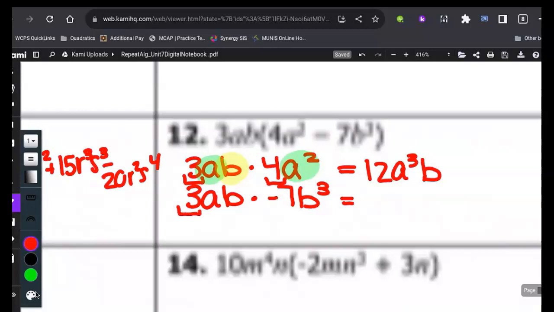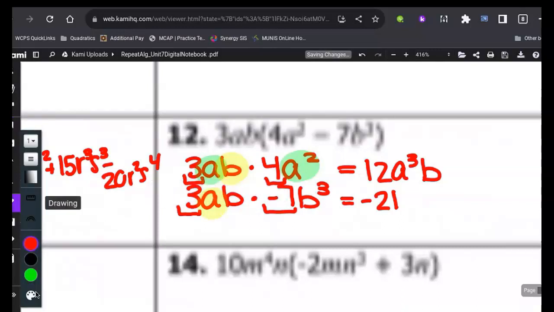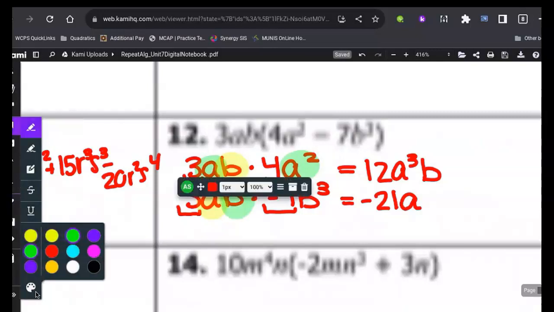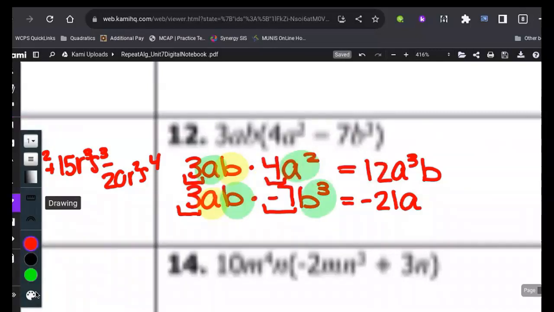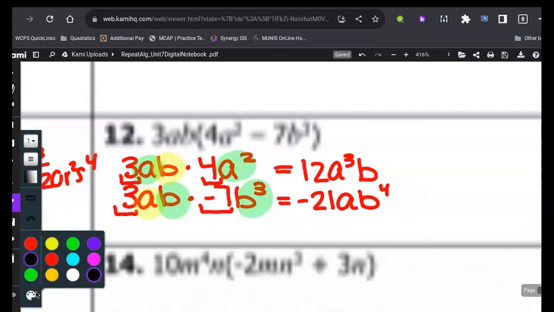Then we're going to multiply the coefficients. So 3 times negative 7 gives me negative 21. And then I just have one a there, so nothing to add it with. So I'll keep the a by itself. And then I have a b here and 3 b's here. So that'll be 4 b's total. So our final expression, 12a to the third times b minus 21ab to the fourth power.